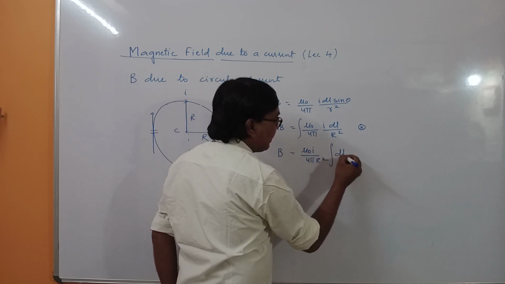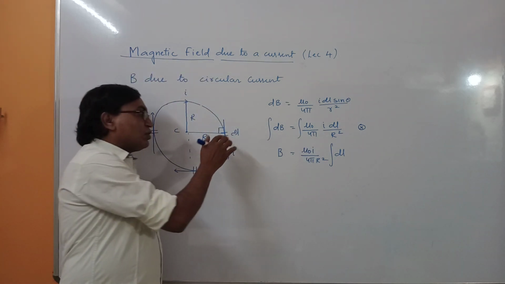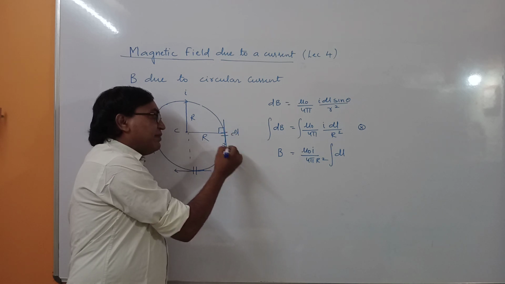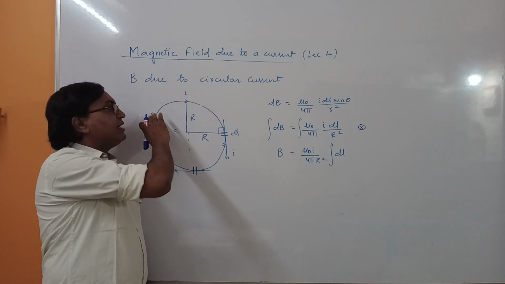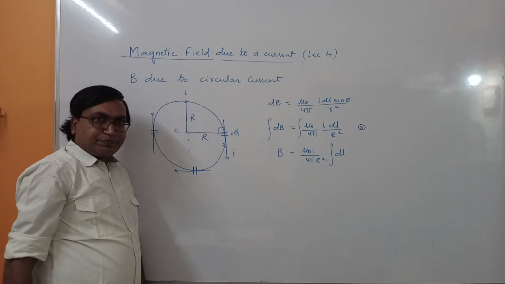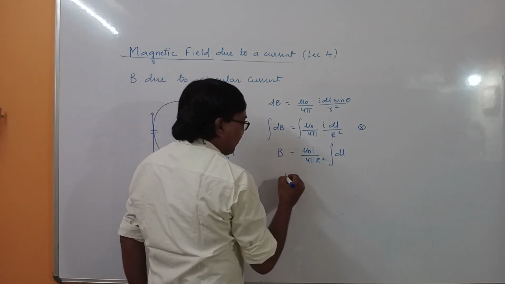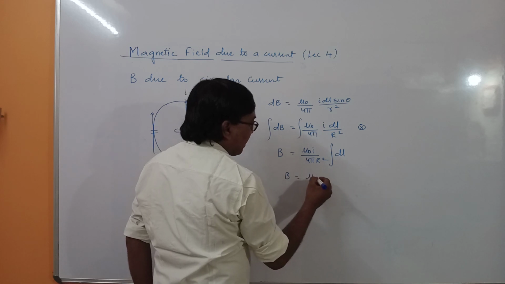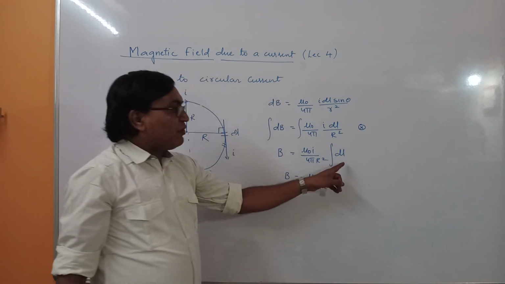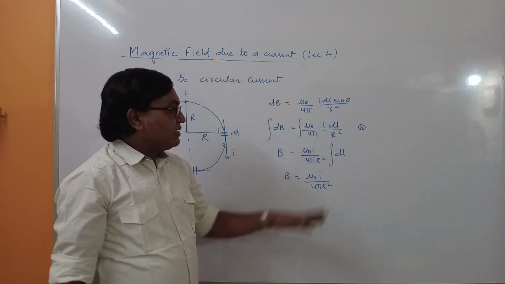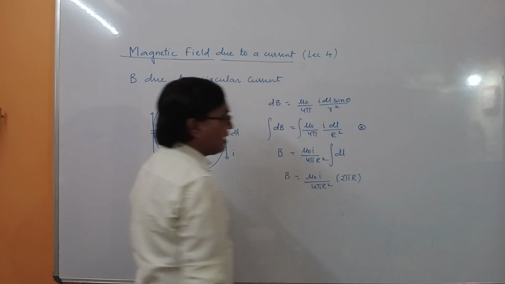Then we integrate dl. If you add all these small elements dl, all elements on this circular loop, you will get the perimeter or the circumference of this circle. So B is equal to mu naught I by 4 pi r square. Addition of all these small current elements will give you 2 pi r, that is the circumference of the circle.